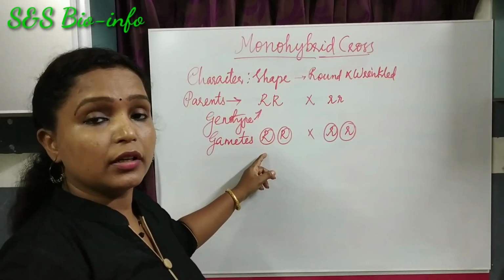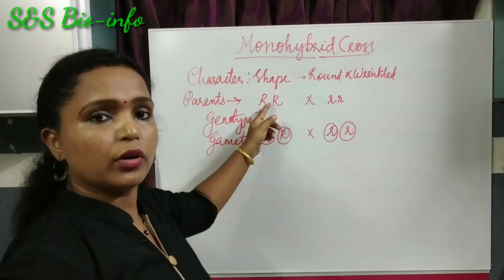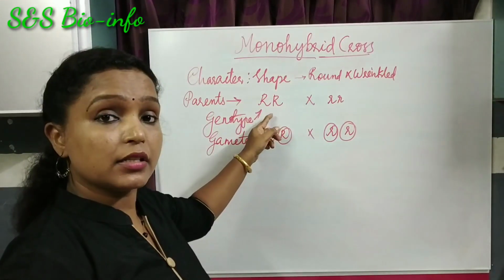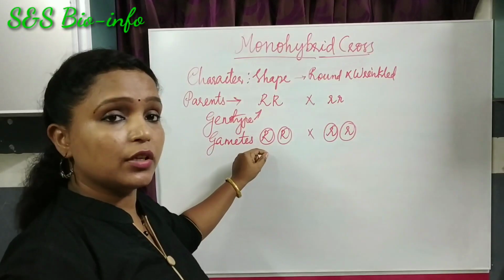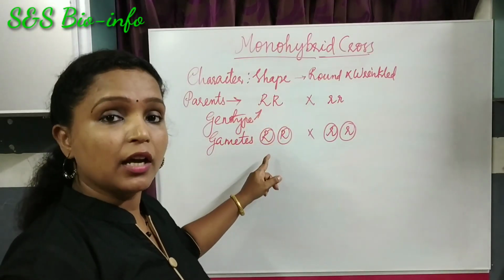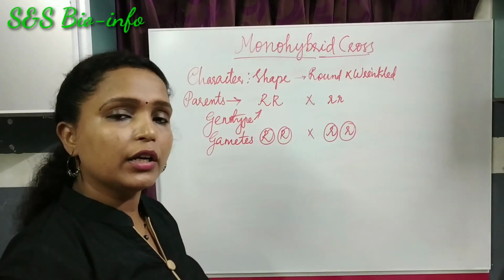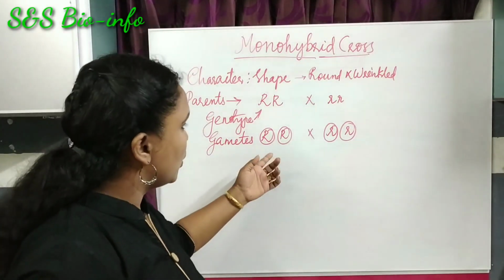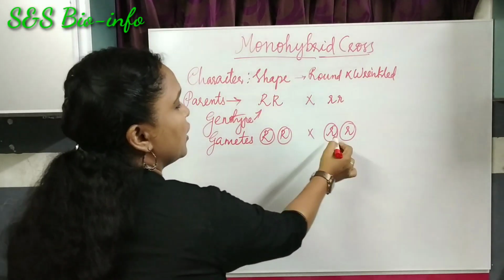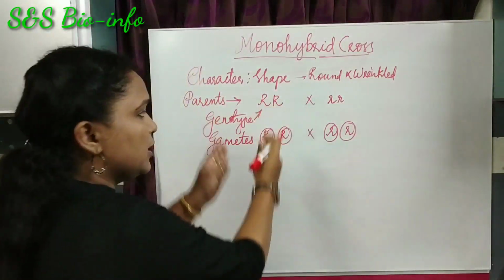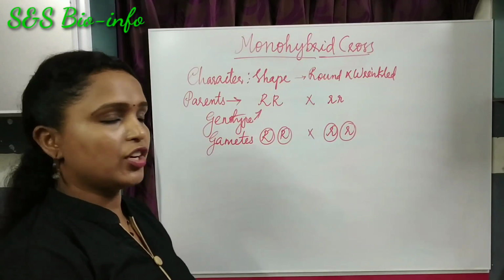During gamete formation, a gamete receives only one allele from each pair. These two are known as alleles. Each character is controlled by a pair of alleles. Each gamete receives only one allele from each pair because each gamete is haploid in nature. It carries only one copy of the gene for a trait. First parent's gametes are similar in type. Second parent's gametes are also similar in type.